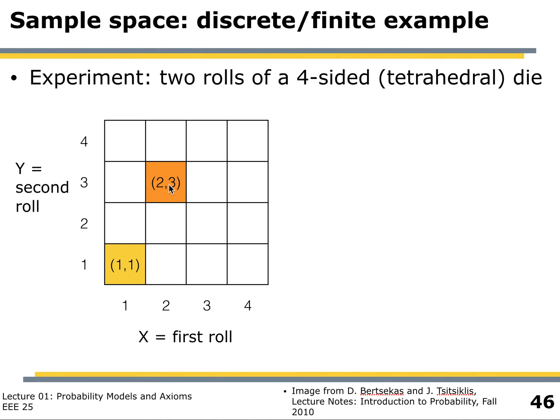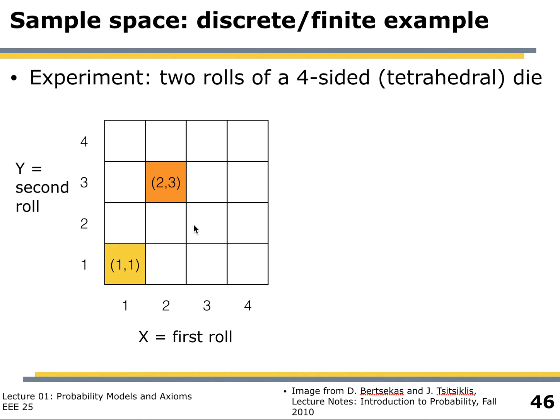So the sample space would actually involve all ordered pairs that you can put in this cell matrix right here. And the elements of that ordered pair would be the x and y axis values, just like these two guys right here. And in total, you have 16 elements or 16 possible outcomes of that experiment.